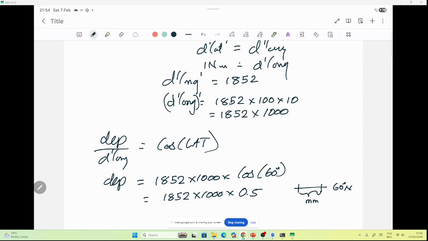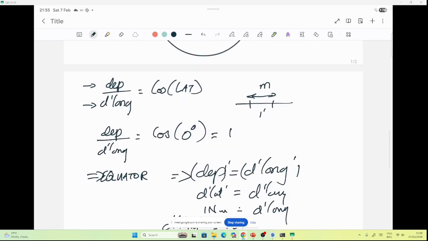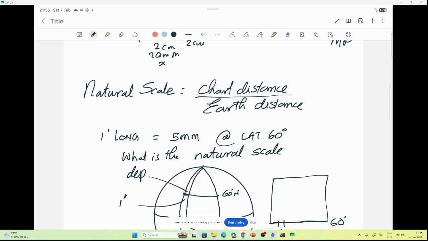Between d long of 1 minute, this is the Earth distance. This is the actual Earth distance. Are we clear now? Yes, sir. Okay. So as per the natural scale formula, what is the natural scale formula?